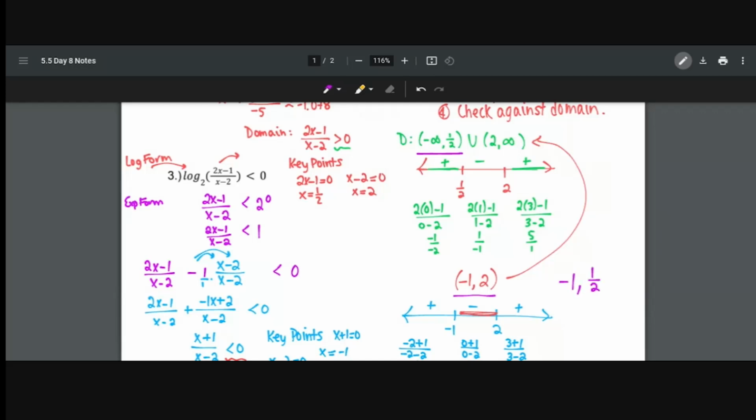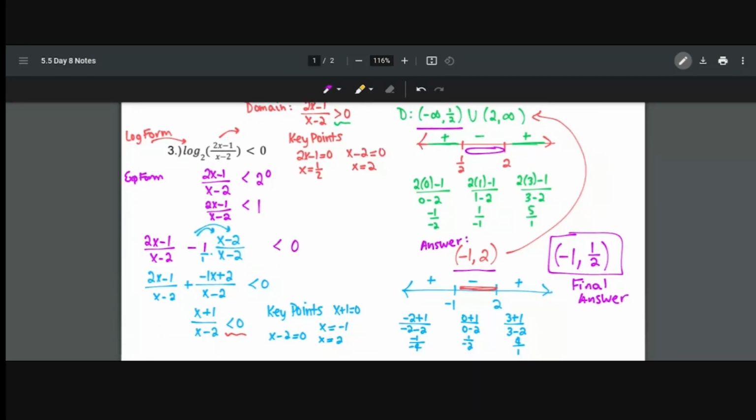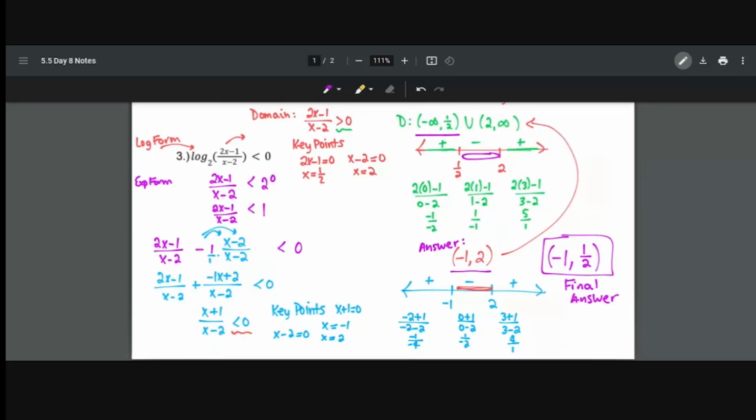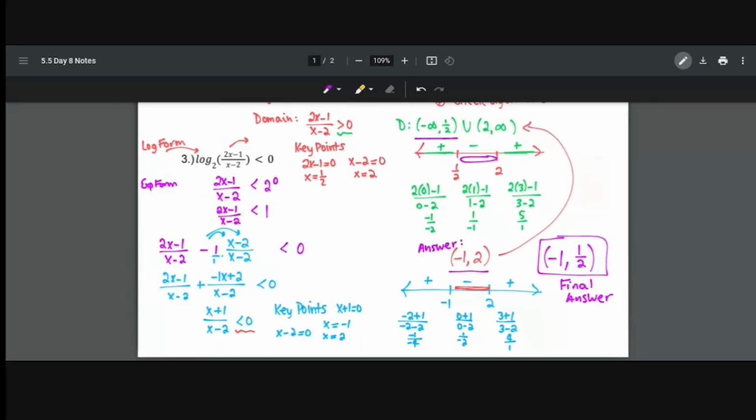I can't go all the way up to 2, because remember, anything between 1/2 and 2 was in my not allowed zone. So my final answer should be between negative 1 and 1/2. We'll label this as our final answer. This is what I originally thought my answer was, but since it didn't agree exactly with my domain, I had to adjust that. All right, so this is probably going to be the hardest type of problem that you'll encounter, especially with the solving and making sure you remember to check for key points, but always verify against the domain when you start with a log problem.